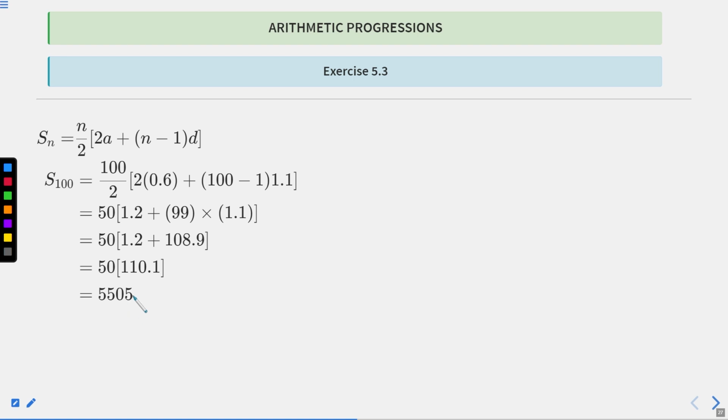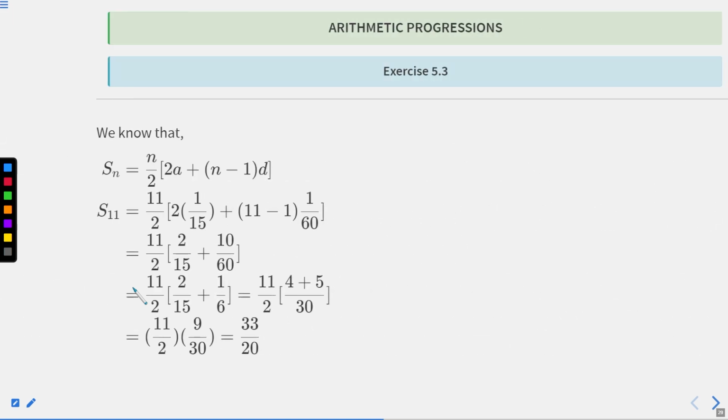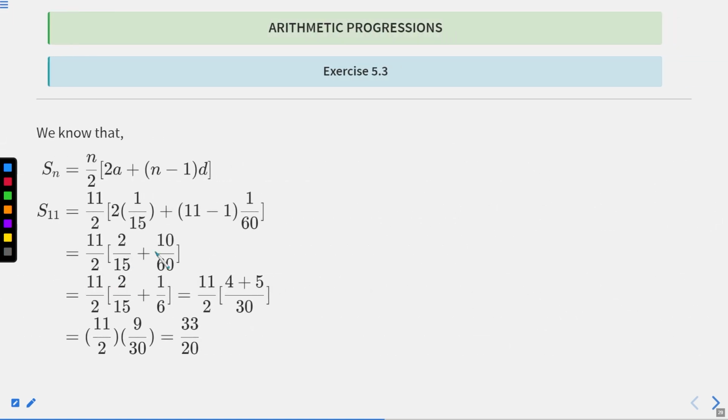Okay, and now for the fourth one, in the fourth question here we have been given this AP: 1 by 15, 1 by 12, 1 by 10, up to 11 terms. So for this AP, a is equal to 1 by 15, n is equal to 11, and the common difference d is equal to a2 minus a1, and this is equal to 1 by 12 minus 1 by 15, that is equal to (5 minus 4) by 60, that is equal to 1 by 60. Okay, so here the common difference d is 1 by 60, the value of a is 1 by 15, and the value of n is equal to 11.